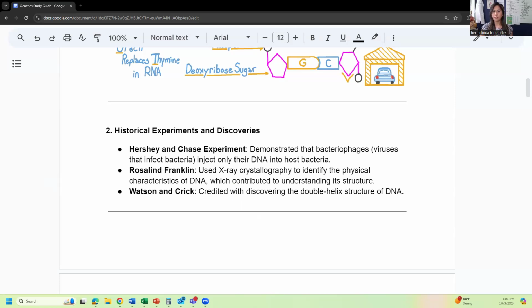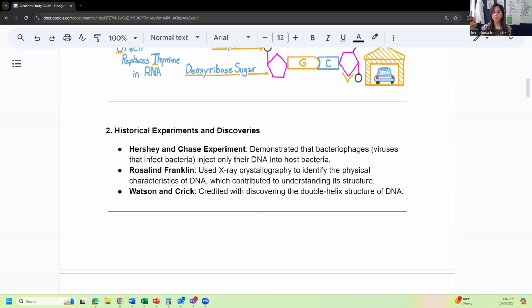Then we have Rosalind Franklin. She used something called X-ray crystallography to identify the physical characteristics of DNA. Her work was fundamental in discovering the shape of DNA. If we go back and think about what we learned in class, she was the person who worked really, really hard and didn't mind sharing her information with Watson and Crick or other scientists. She ended up dying of ovarian cancer because of all that radiation.